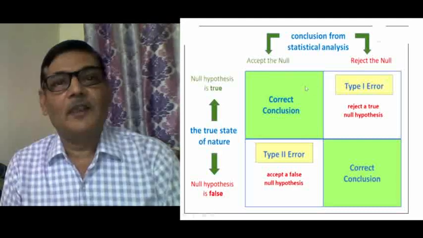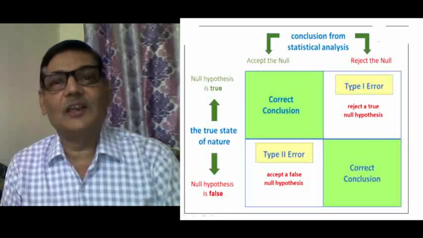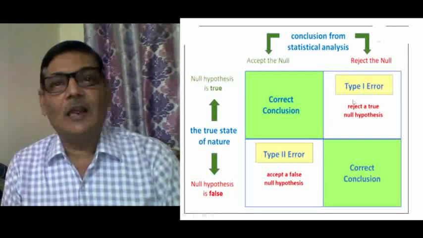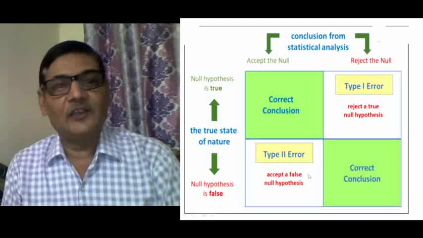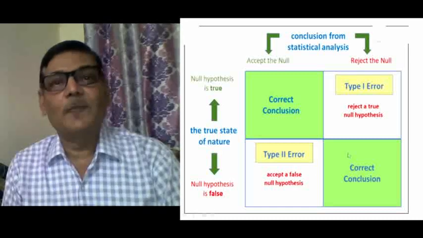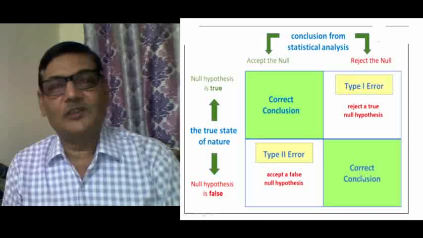In case the null hypothesis is correct but your data doesn't actually show such a thing, you are rejecting the null hypothesis, and this is type 1 error. Your hypothesis may be false but you are accepting it. If this is the situation, then accepting a false null hypothesis is type 2 error. And in case the null hypothesis is false and you are also rejecting it, it is a correct conclusion or correct decision. So these four possibilities are there.